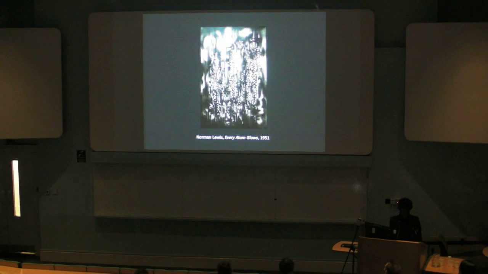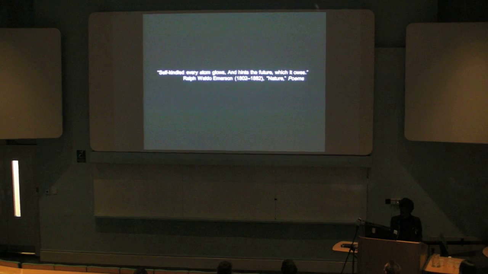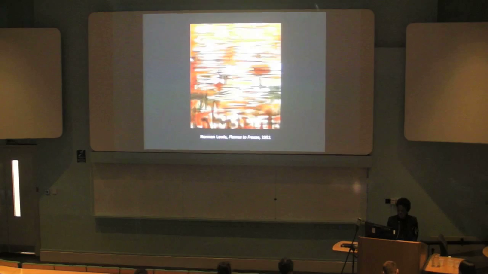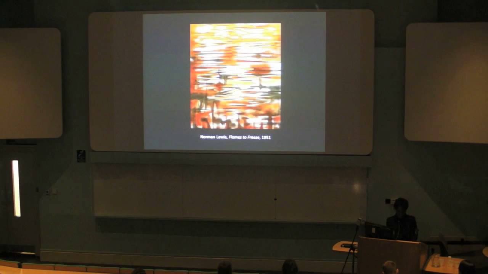For instance, "Every Atom Glows" is part of a much longer line. "Self-kindled, every atom glows, and hints the future which it owes." By selecting an Emersonian title, Lewis is unambiguously referring back to the historic relationship of American culture to nature. In this case, the line for nature allows Lewis to dually reference American transcendentalism and current atomic policies. Of the 17 paintings Lewis exhibited, I propose he derived 12 titles from Emerson's writings. The most explicit references are in paintings such as "Every Atom Glows," which you've seen, "Newborn Millions," "More Soft and Rain," and also "Flames to Freeze," which can be seen here.